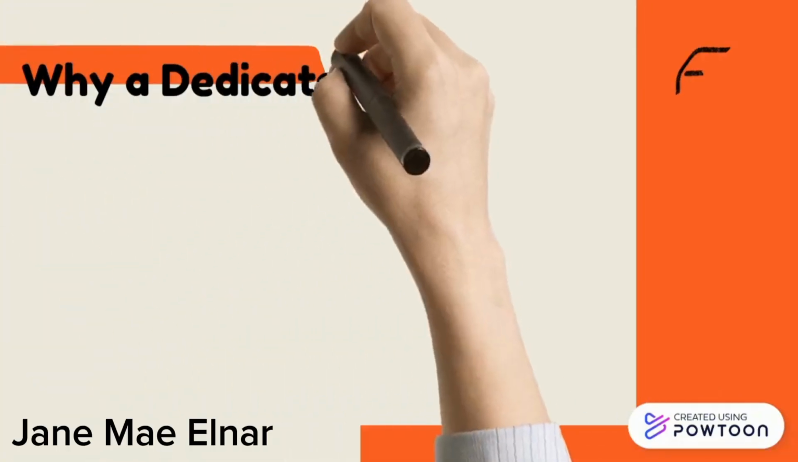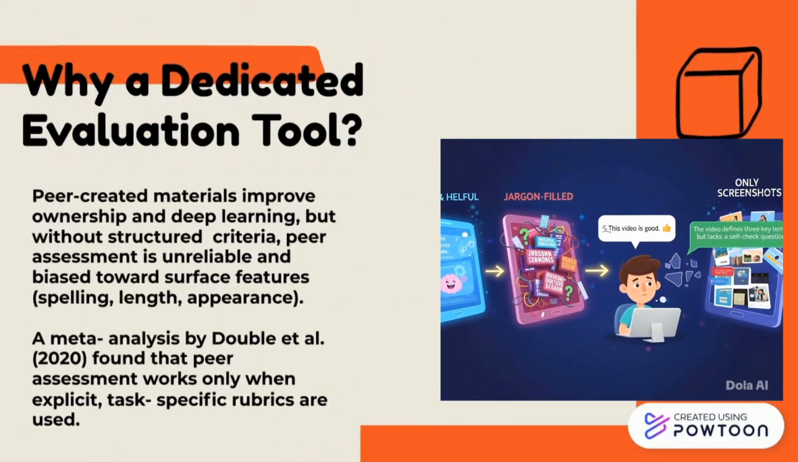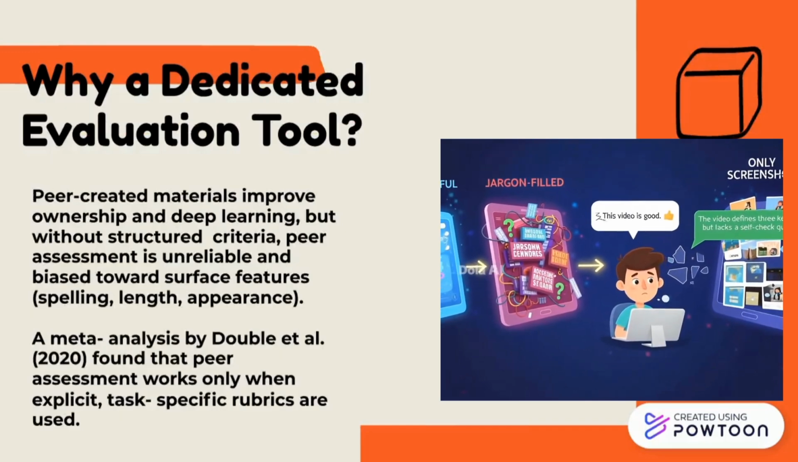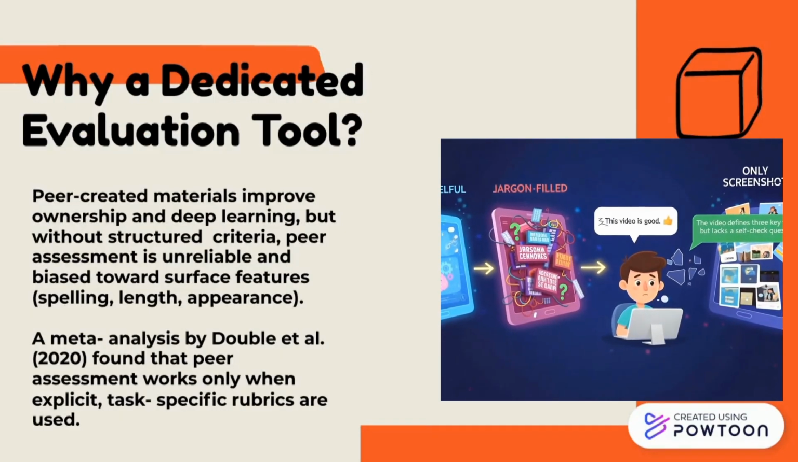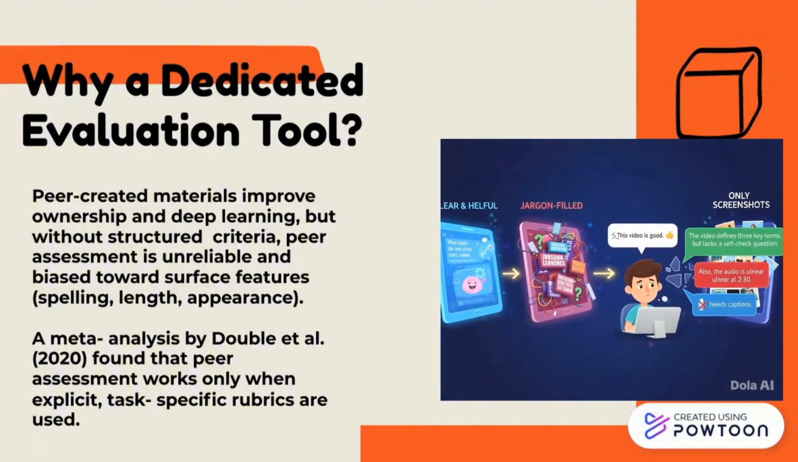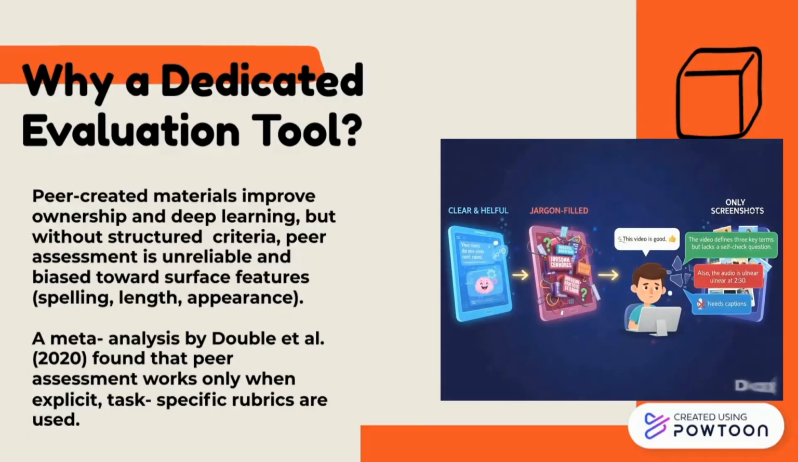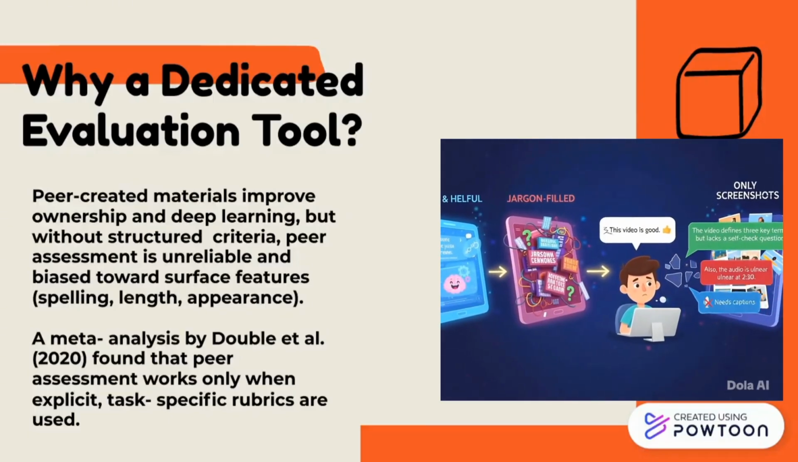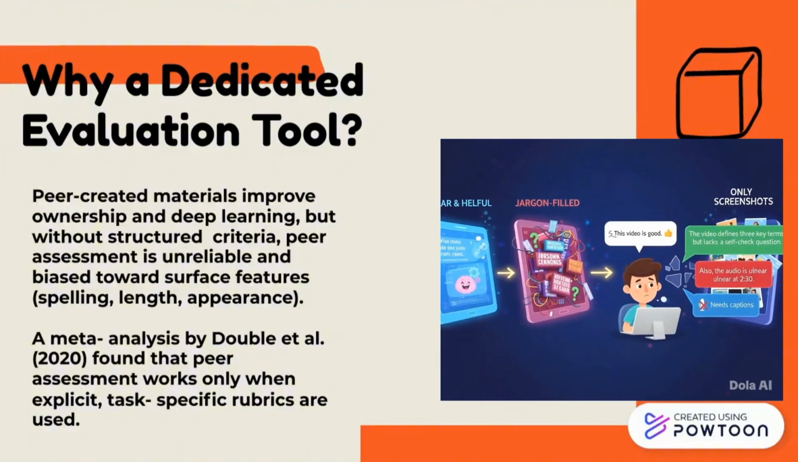Let me start with a common scenario. Imagine you ask 5 student groups to create a study guide for their peers. You receive 5 very different products. One is clear and helpful, another is full of jargon, a third is just a collection of screenshots. How do you grade them fairly? Without a structured tool, you might rely on intuition, but intuition is not reliable.